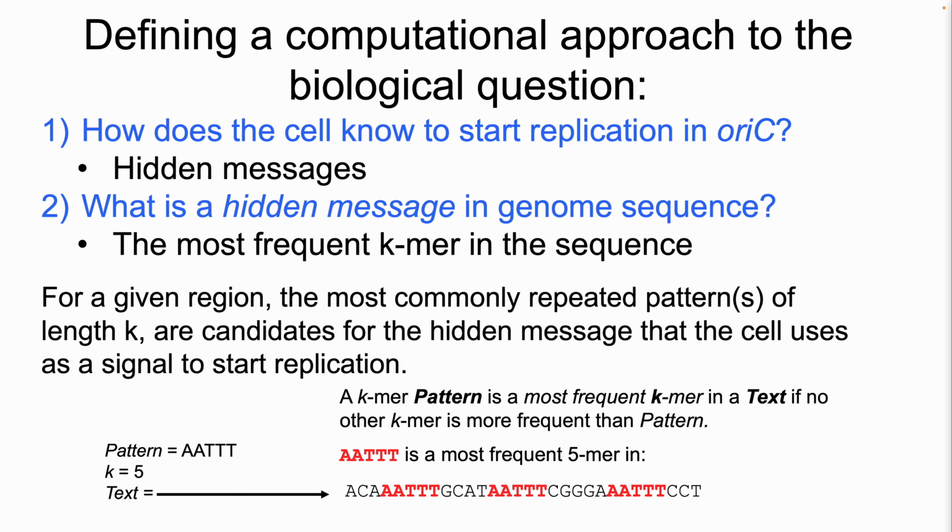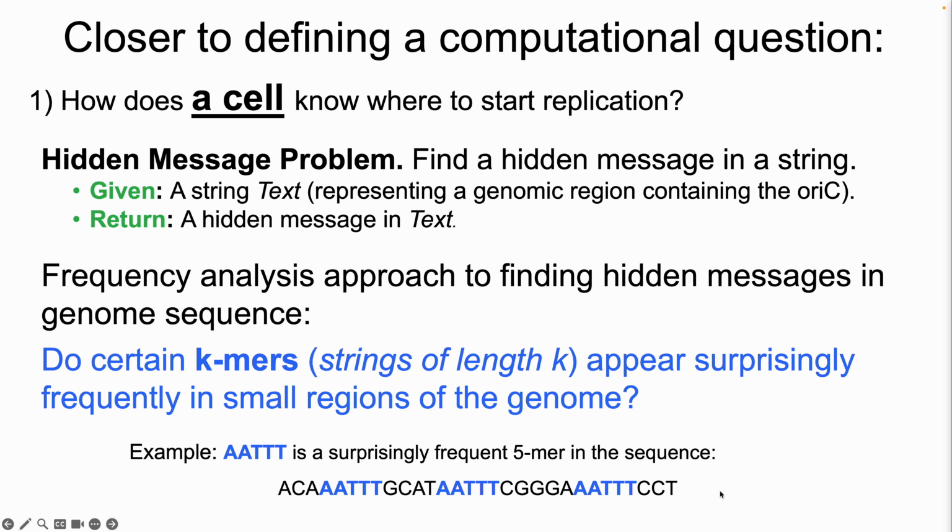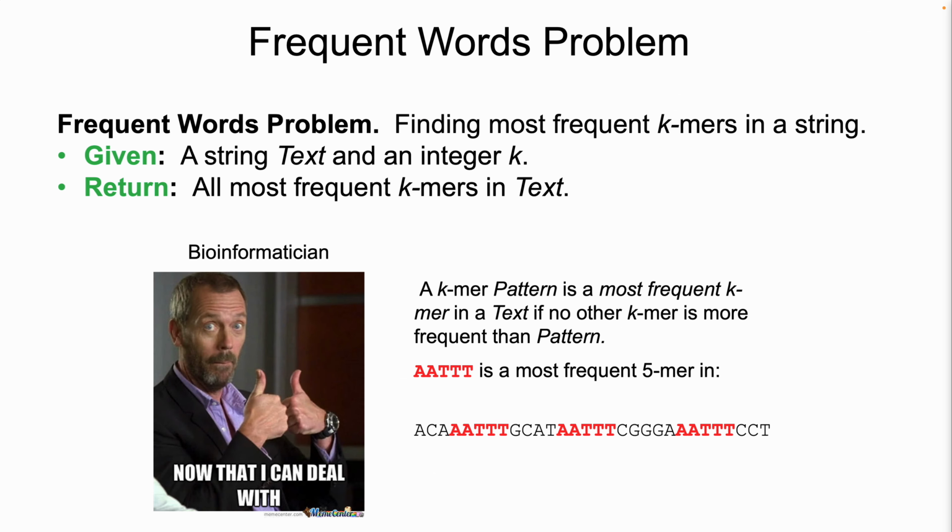And for this simple case, we're going to be given what the k is that we're going to look for. We're not going to say it can be any length k. So in this example, our pattern is AATTT, so the k-mer length is 5, and then our text, or our genome, is that string across the bottom there.